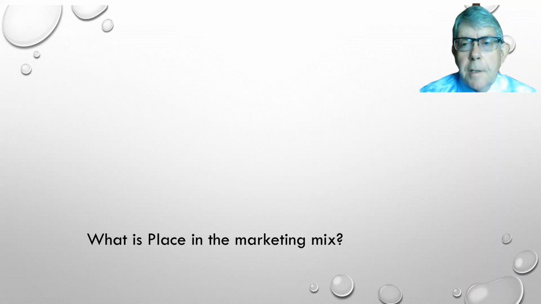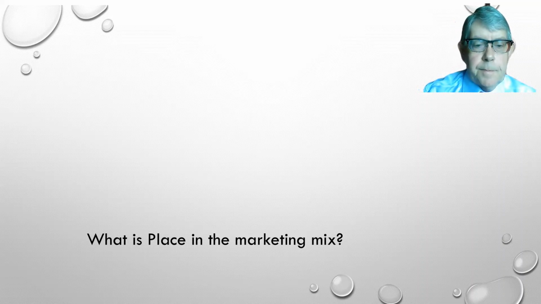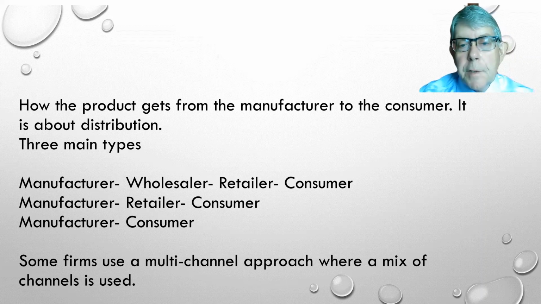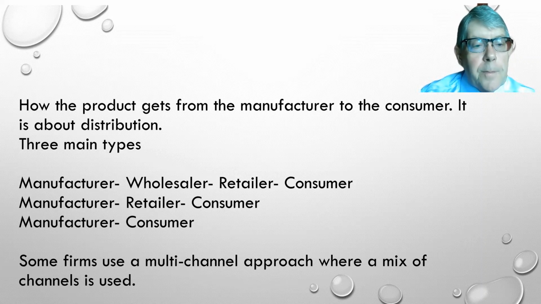What is place in the marketing mix? How the product gets from the manufacturer to the consumer. It is all about distribution. Generally, there are three main types. We go from manufacturer through the wholesaler, through the retailer to the consumer. We could have manufacturer, retailer, consumer, or manufacturer straight to consumer.